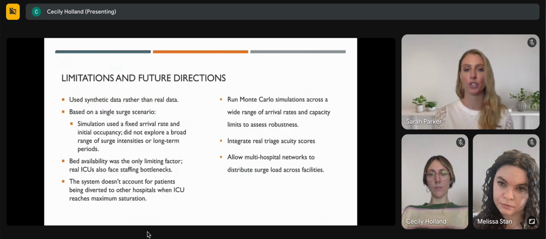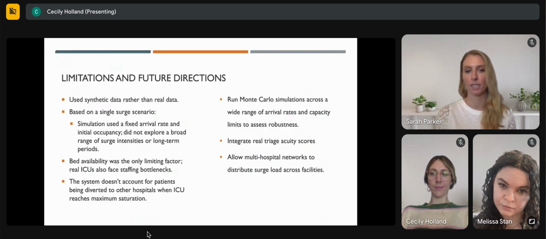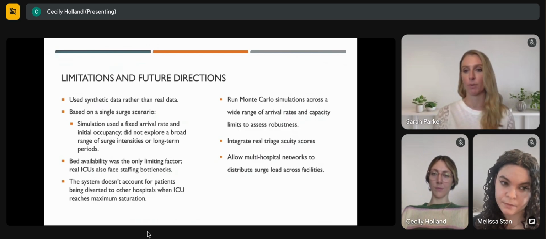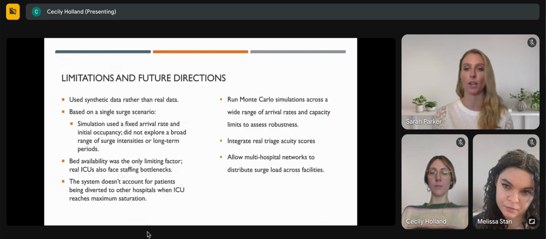For future use, you could run the Monte Carlo simulation across a wide range of arrival rates just to see what the times end up being, to give it some more robustness. We created our own risk scores based off of actual acuity scores, but you could use real triage acuity scores. You could also use multiple hospitals to distribute the surge load, such as Park Ridge, which has multiple ICUs in Hamilton County. So if one becomes over capacity, people could be transferred to a different facility.